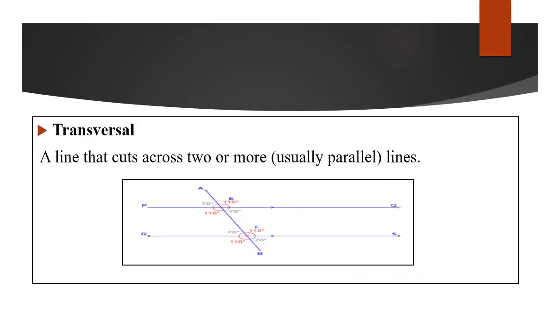So the first is transversal. A transversal is a line that cuts across two or more, usually parallel, lines. Okay, so a line that cuts parallel lines is what we call a transversal.